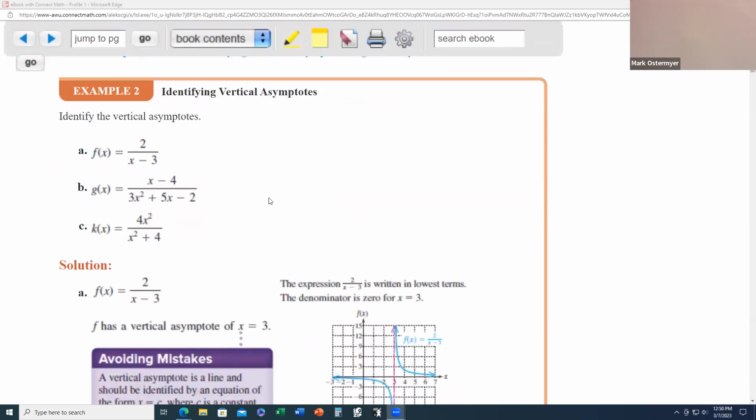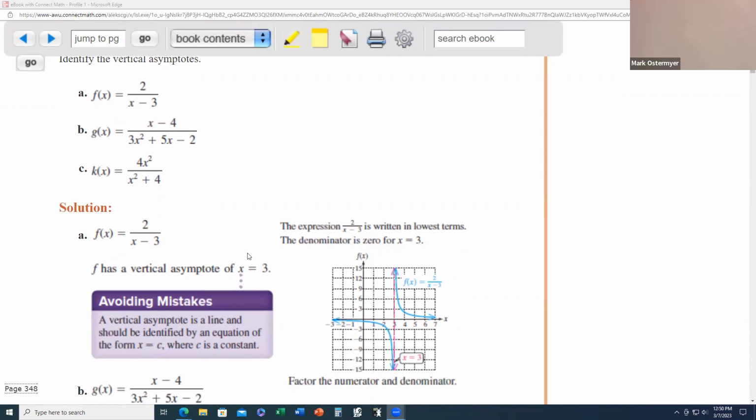Here are some rational functions. We're going to identify where their vertical asymptotes hang out. The first one is f of x equals 2 over x minus 3. In order to determine where its vertical asymptote lives, we take x minus 3 and set it equal to 0 and then solve for x. You'll discover that you get x equals 3. It's at x equals 3 where f of x is undefined, and for that reason, that's where its vertical asymptote will occur.